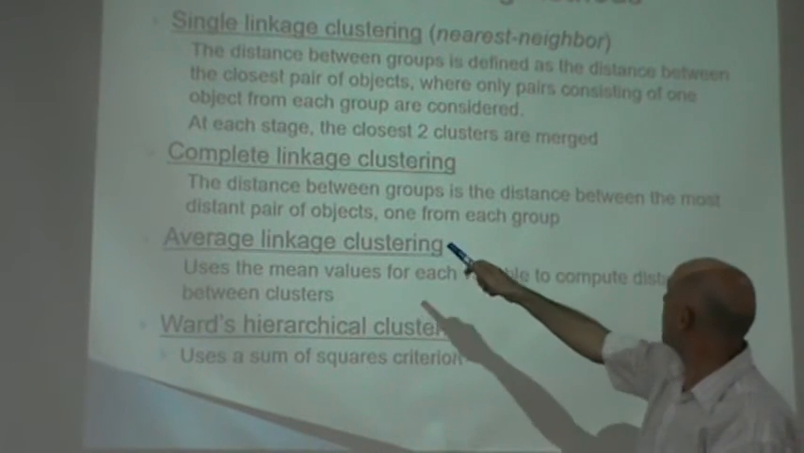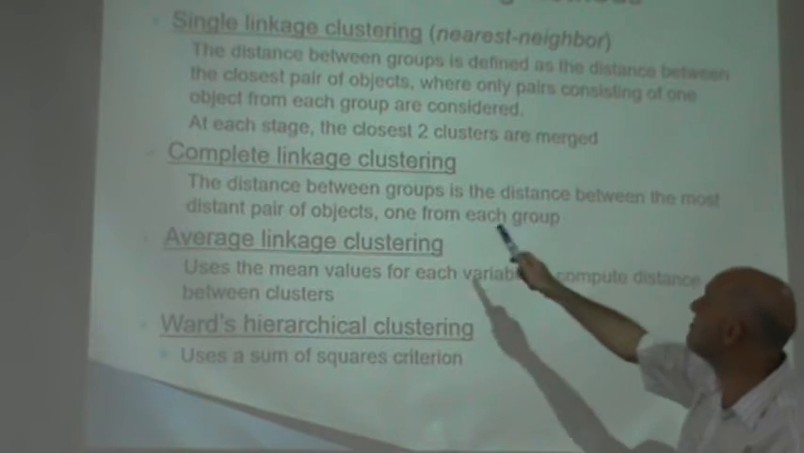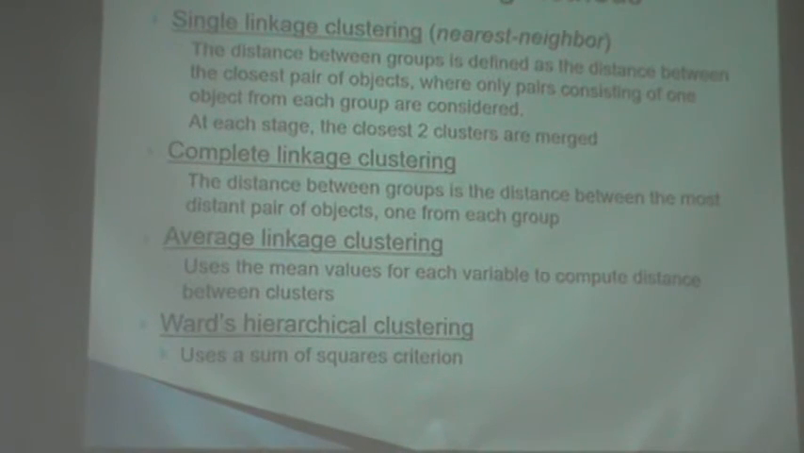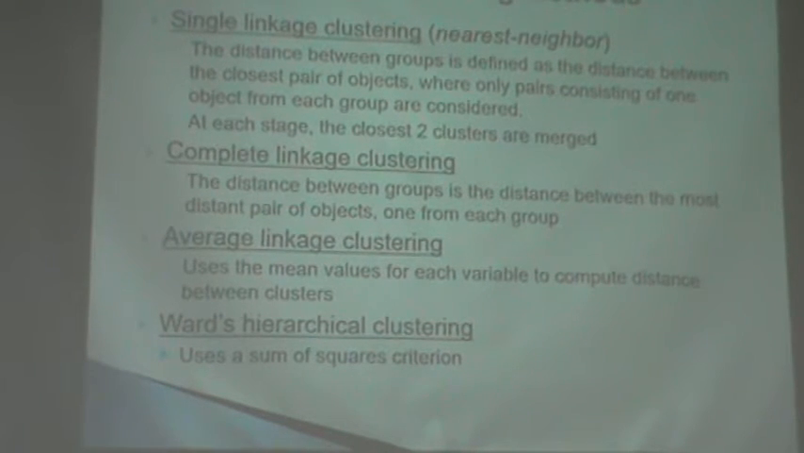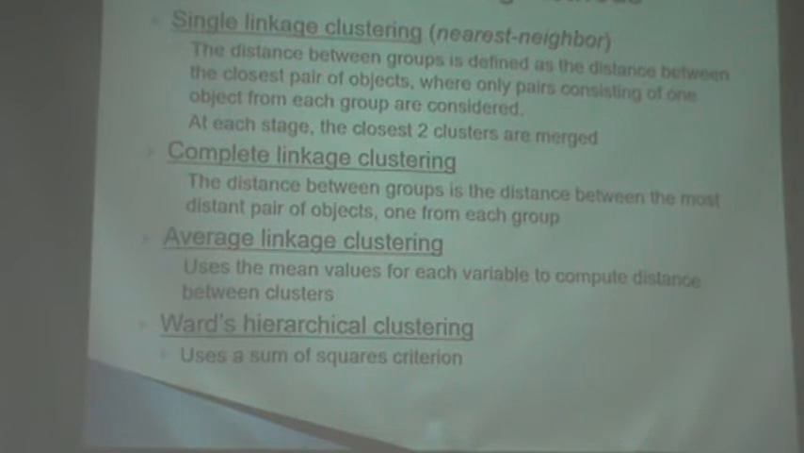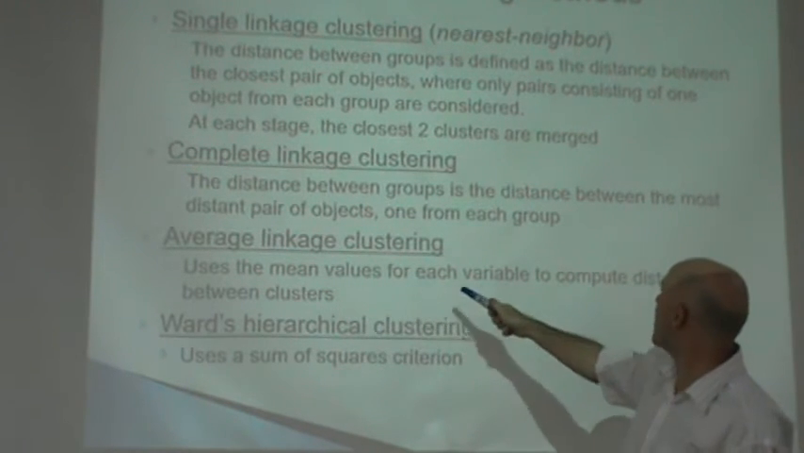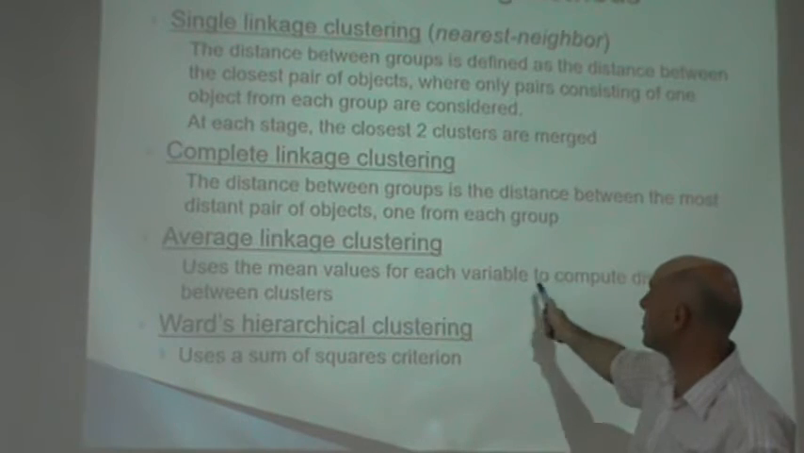Complete linkage: the distance between groups is the distance between the most distant pair of objects. So it's going to be this one further out here and this one further out here. Or, you could use the mean values for each variable to compute.